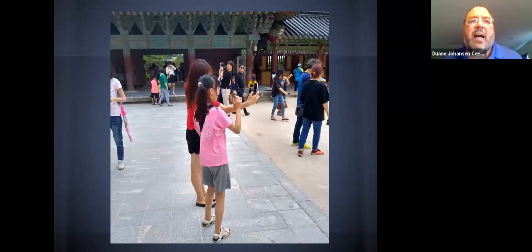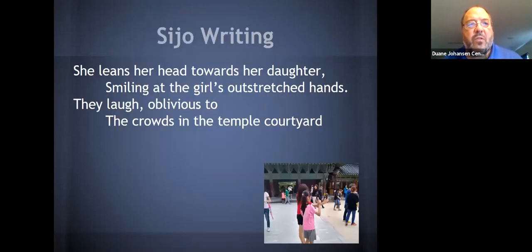And I was tired and hot and grumpy, looking at all these people in this sacred space taking selfies and pictures. Here we are in this Buddhist temple, and you're missing out on the whole spirituality of this. So I was going to write that poem then, and I worked on it for a couple of days, and these are the first two lines I came up with. She leans her head towards her daughter, smiling at the girl's outstretched hands. They laugh, oblivious to the crowds in the temple courtyard.